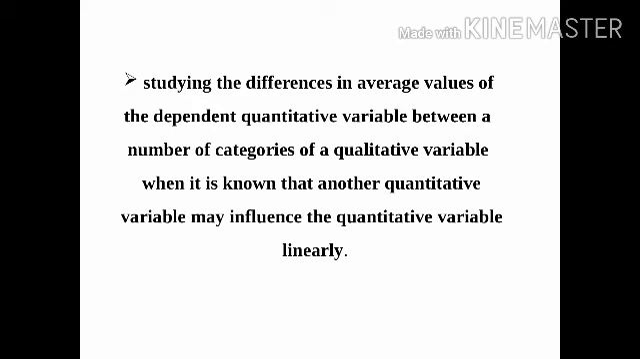The third category is studying the differences in average values of the dependent quantitative variable between a number of categories of a qualitative variable, when it is known that another quantitative variable may influence the dependent variable linearly. For example, we are interested in studying the differences in average systolic BP values of two groups of patients after giving two different drugs, taking into consideration the information on BP values before and after giving the drugs.